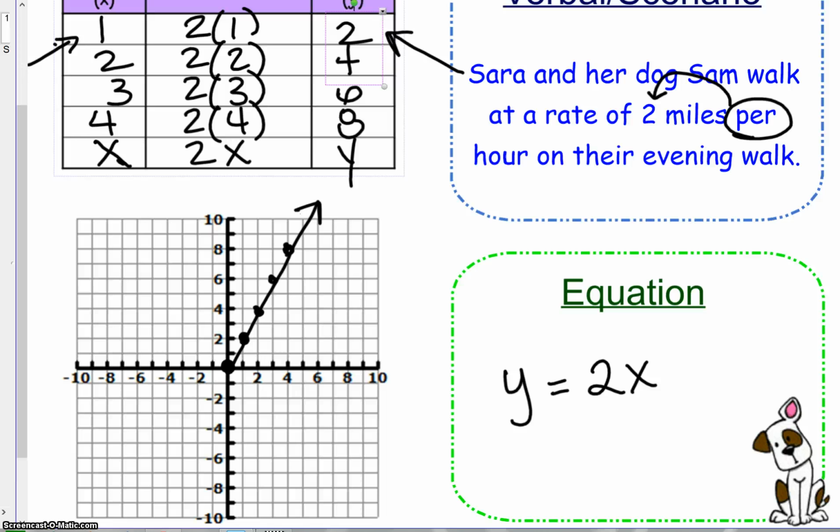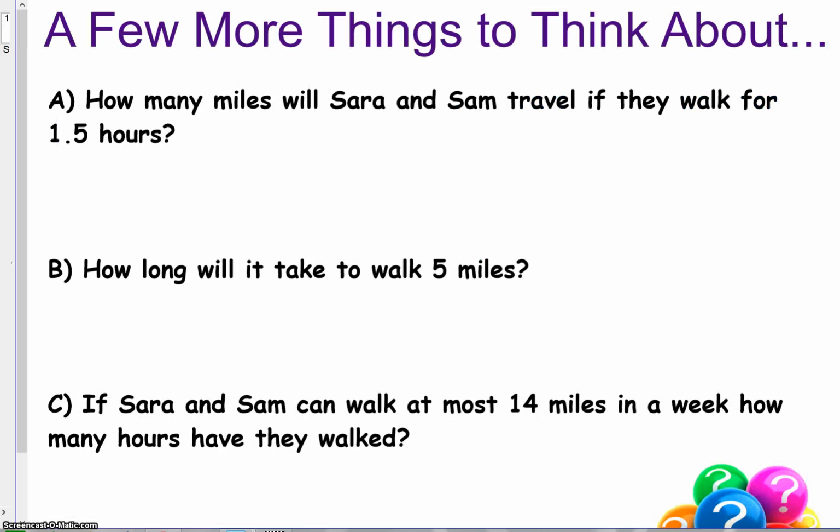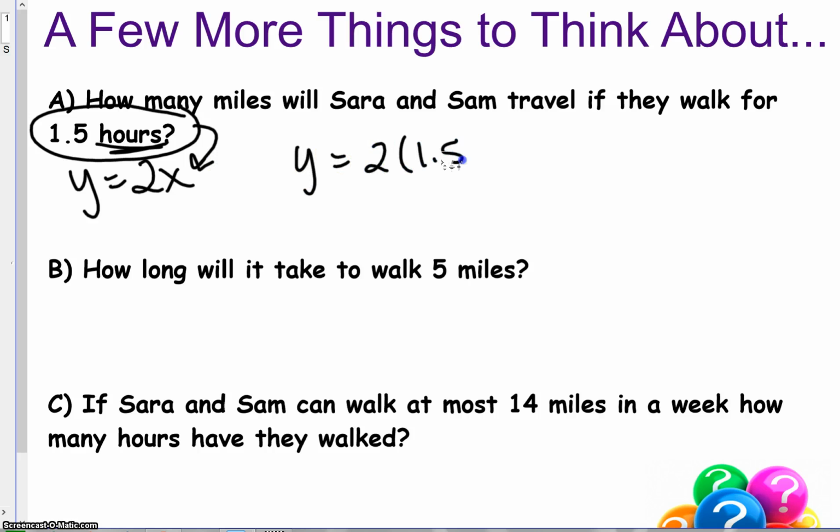You ready for another example? Here we go. But before we do another example, there's a few more things we need to think about. We know that our equation is y equals 2x. So how many miles will Sarah and Sam travel if they walk for 1.5 hours? This 1.5 with the hours we know is our x. So y equals 2 times 1.5. If you can't do that in your head, get your calculator. So y would equal 3 miles.